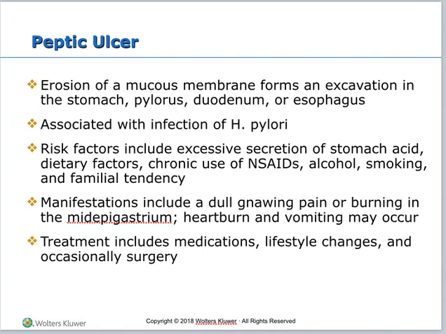If it's a duodenal ulcer, it's associated with a little bit of weight gain. You can also have intermittent nausea, occasional vomiting, hematemesis, or melena.